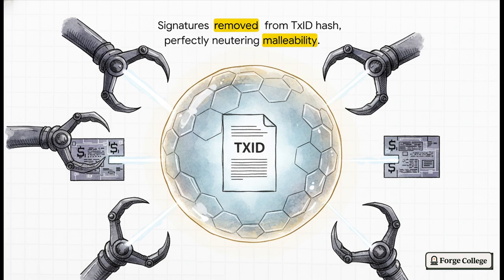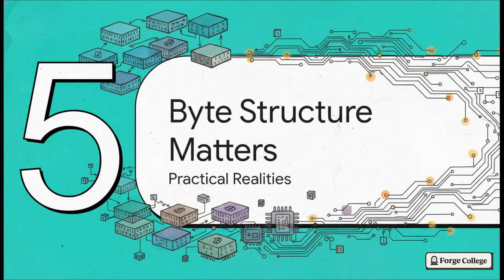This isolates the spending data. It means no malicious third party can intercept and modify the signature bytes to inadvertently change the transaction's core identity. You have completely mathematically neutered transaction malleability. Boom, problem solved.